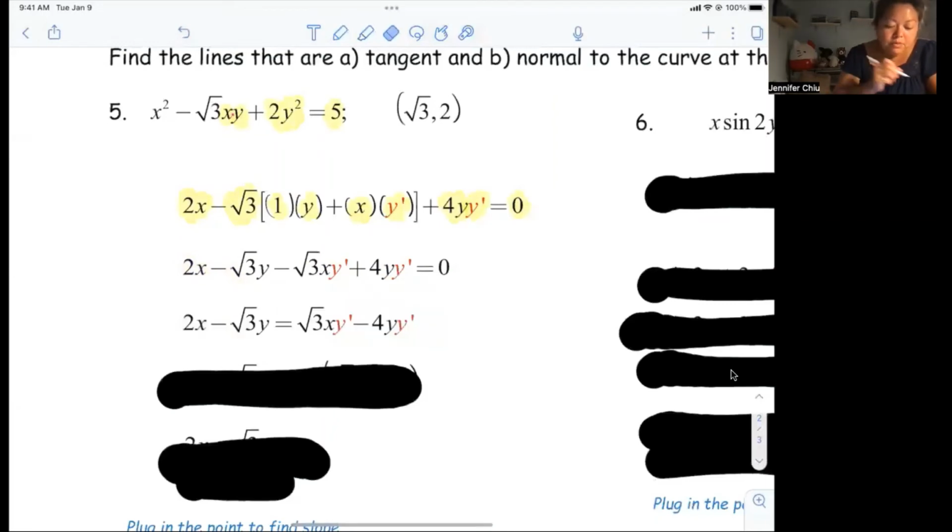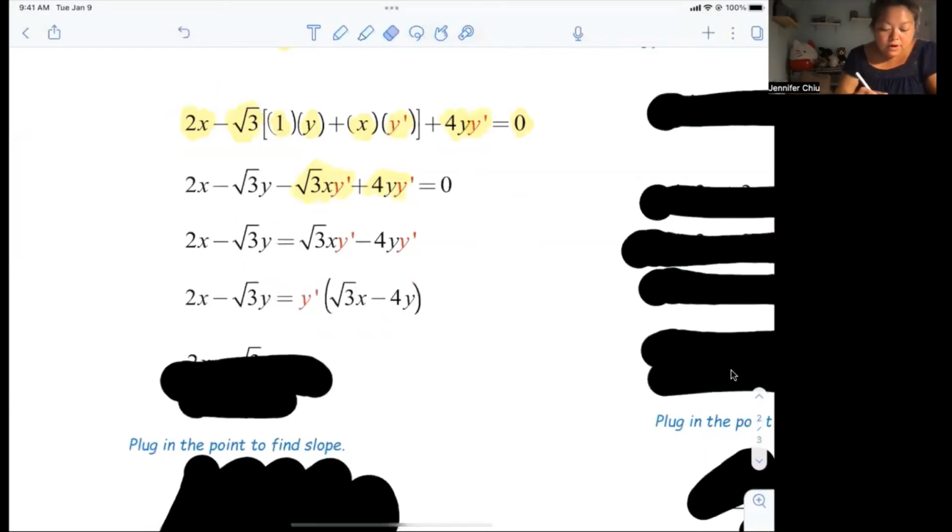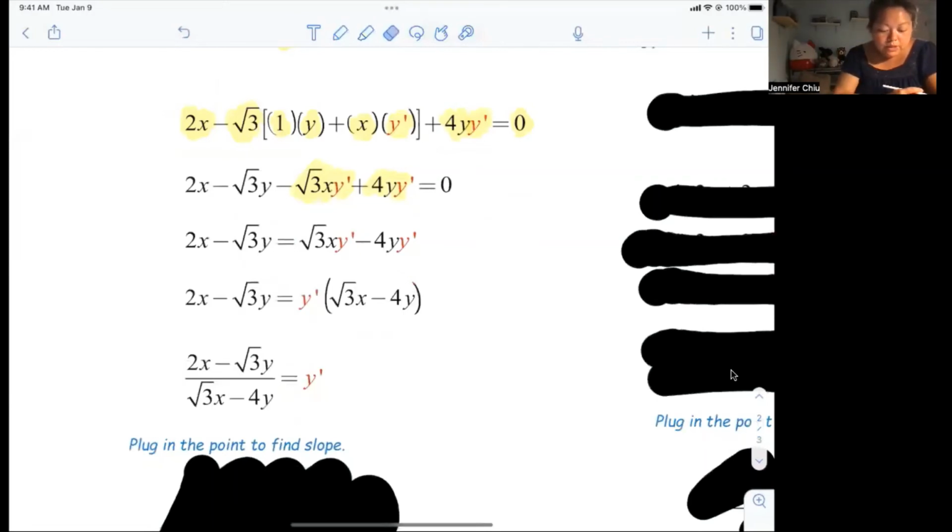And then I'm only keeping the y prime on one side while I keep the ones without y prime on the other side. I believe, in my opinion, it was much easier to move this over to be positive and this to be negative, but it doesn't matter which way you choose. And then in the next step, I can factor out the y prime on the right-hand side, and therefore go ahead and divide that over and get a really nice answer of 2x minus root 3 all over 3 root 3y, and then root 3x minus 4y.